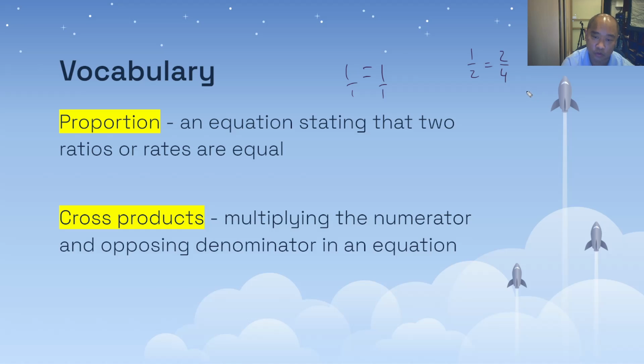This is a proportion. Cross products is when we multiply the numerator and the opposing denominator in an equation. So for example, if we multiply the numerator and the denominator that are on the opposite side of an equal sign, then that equals 4. And if we multiply these two, that also equals 4. And 4 equals 4. That's the cross products.